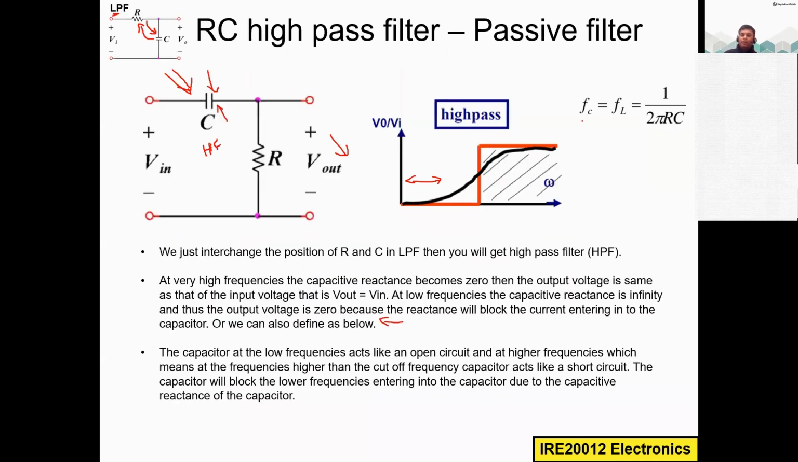By the way, the cutoff frequency formula is the same, 1 divided by 2 pi RC. So the cutoff frequency value FC really depends upon the values of R and C which you are using in the circuit design.